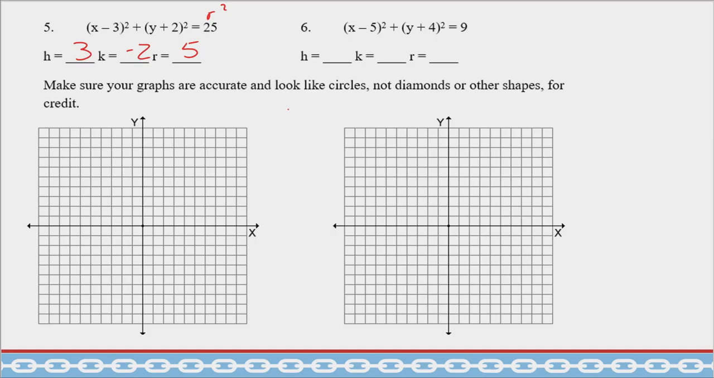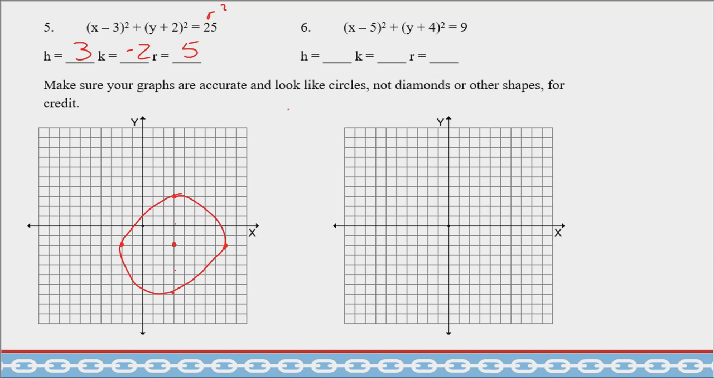And then for graphing these, I need to see 5 points. So a vertex at 3, -2, and then 5 in all 4 directions from the vertex. Get those plotted. And then a best attempt at a circle. Right? Not a junky attempt, not a diamond, but an attempt at a circle.